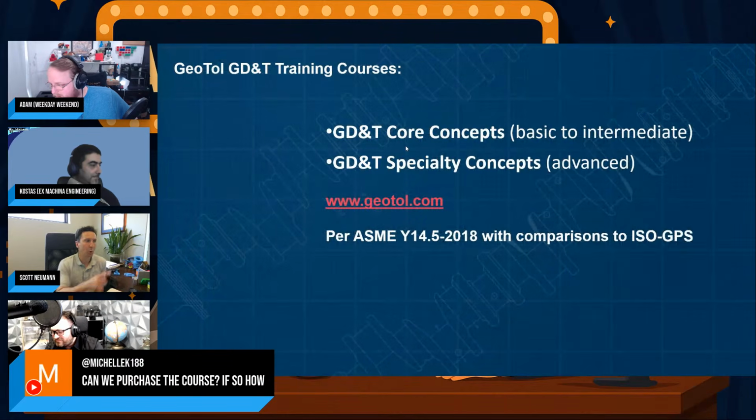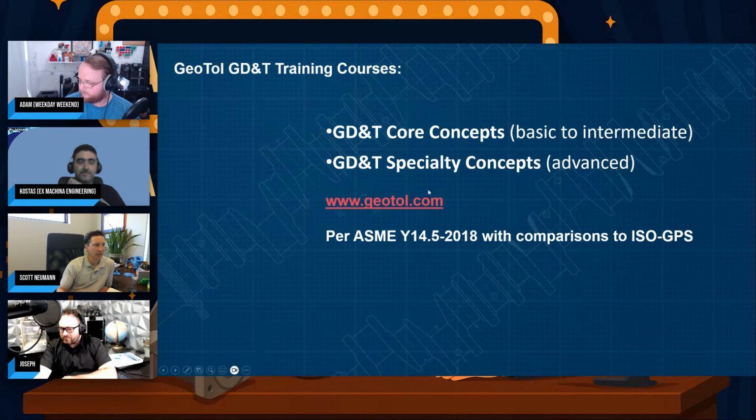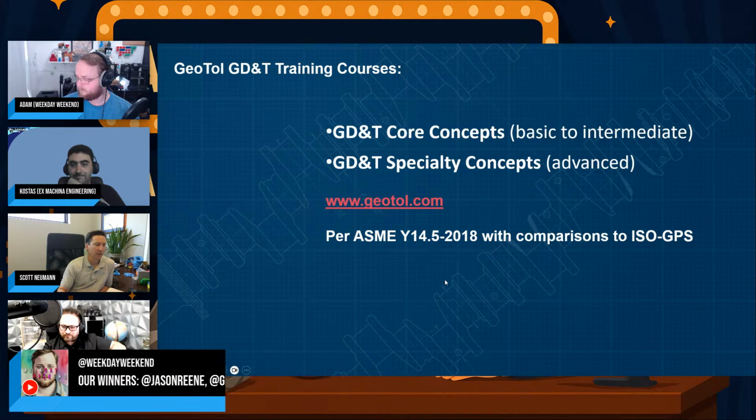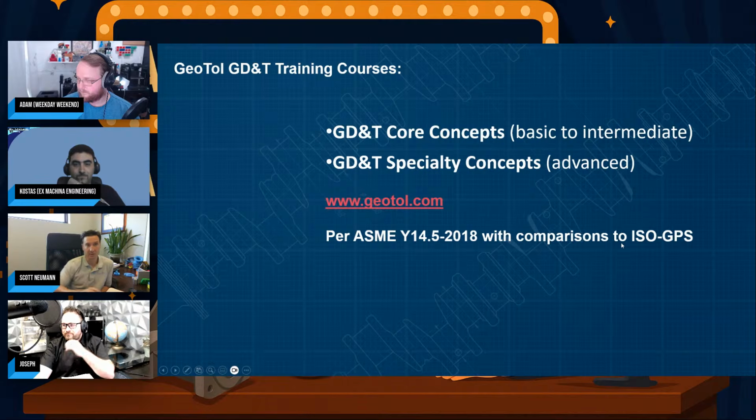Yeah, both of these courses can be found on our website at geotol.com. The GD&T core concepts is the basic to intermediate, and then the specialty concepts would be all the weird stuff, like composite positions, definitely more of a specialty concept. It's written to ASME Y14.5, but we also have a comparison section to ISO GPS. ISO and ASME are so similar that you can use the same concepts, teach the same thing, and then just show you the few little differences between them.